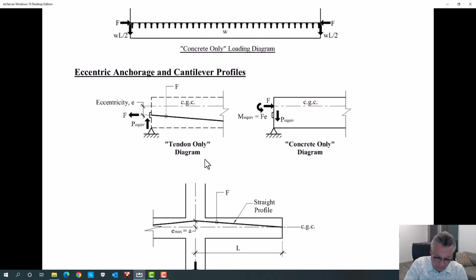We're going to do that because we are going to calculate stresses using this equation. If we're going to use this equation, we want this to be broken out and separate. And that's what happens when we place this force at the center of gravity of the concrete.